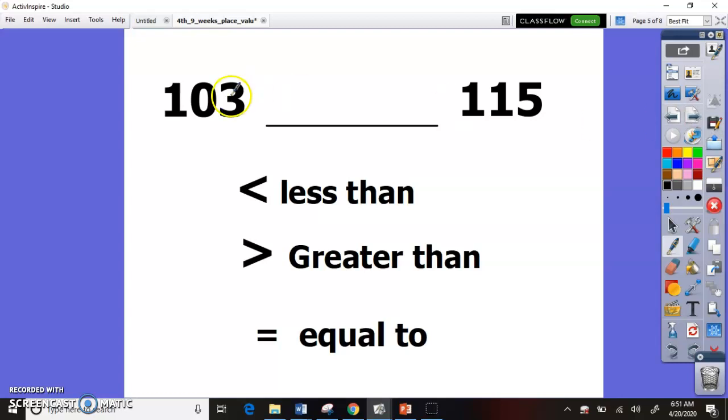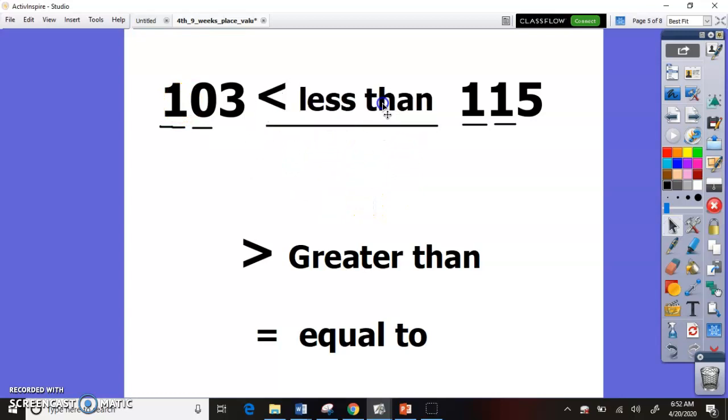Now I'm going to work on comparing two numbers using comparative language and symbols. So I have less than, greater than, and equal to. My numbers are 103 and 115. So when I look at these numbers, 103 has a 1 in the hundreds place. 115 also has a 1 in the hundreds place. 103 has a 0 in the tens place. 115 has a 1 in the tens place. So that tells me that 103 is less than 115 because 115 has 1 ten and 103 has 0 tens. So 103 is less than 115.